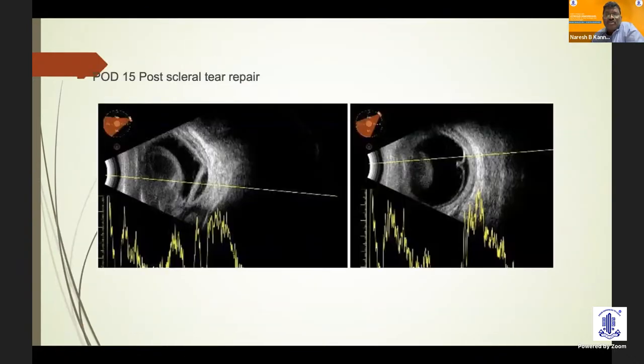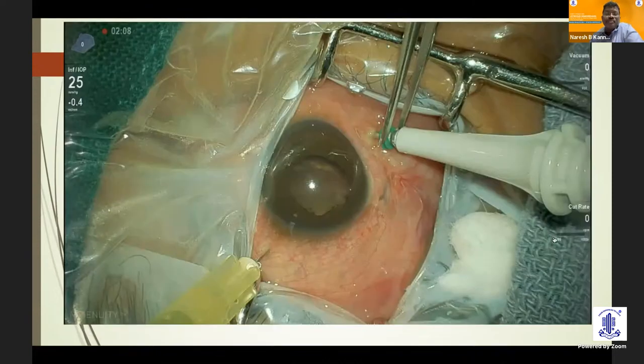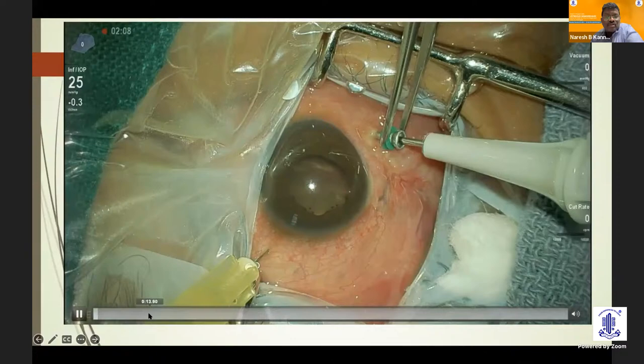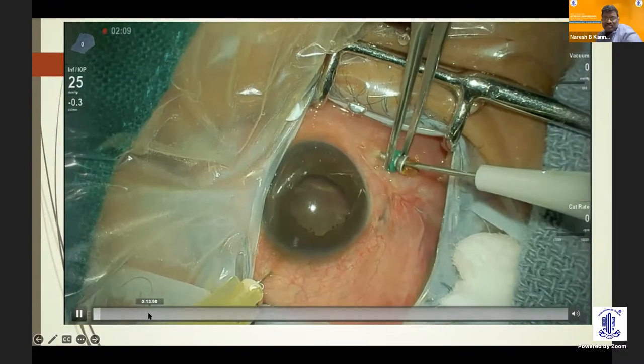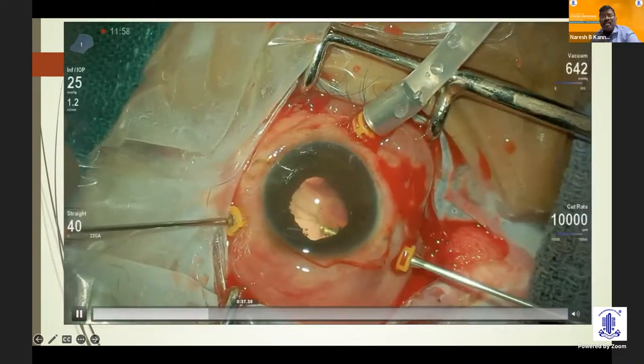This patient had a trauma with an axe. You can find that there is a rigid retina in this ultrasound. And this was the 15th post-op day. And the patient had suprachoroidal hemorrhage and CDs also. So because the eyeball was very soft, we were injecting the fluid in one eye and then we were releasing.